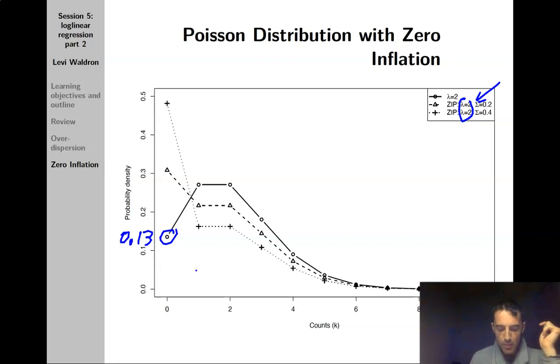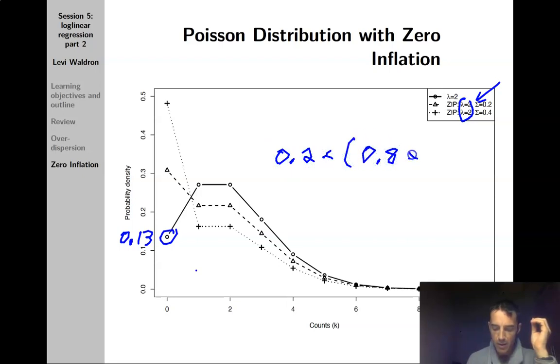And then what is the overall probability of a 0? It's going to be 0.2 plus 0.8 times, it was about 0.13. So that equals, I don't know, what we see here, about 0.31.